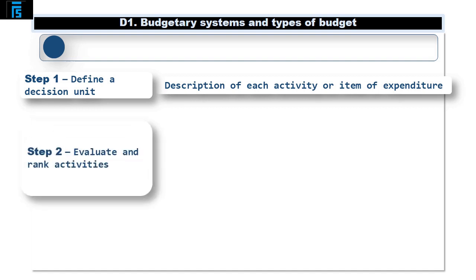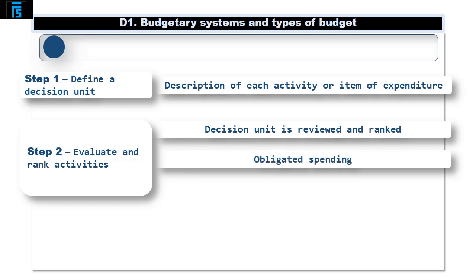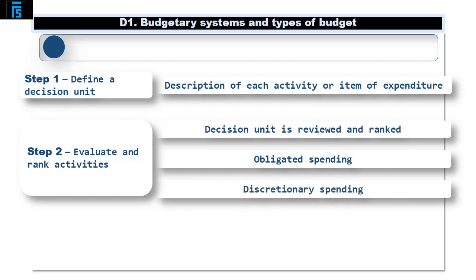Step 2 is to evaluate and rank the activities. Each decision unit is then reviewed and ultimately ranked based on its benefits and importance to the organisation. Some activities will be obligated, for example spending on health and safety, or certain tax obligations, while others will be seen as more discretionary, for example training of staff, research and development expenditure, Christmas party spending.